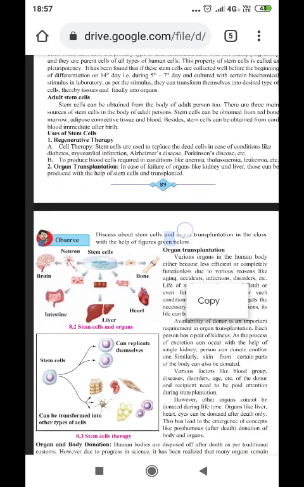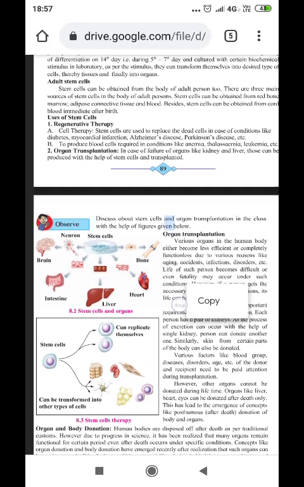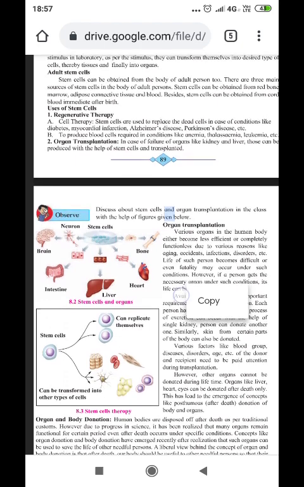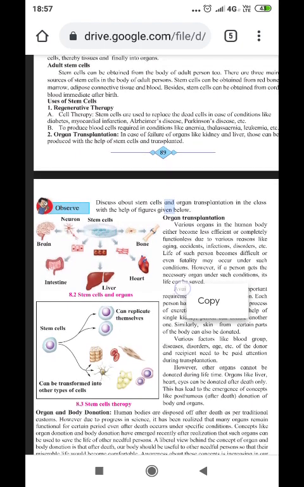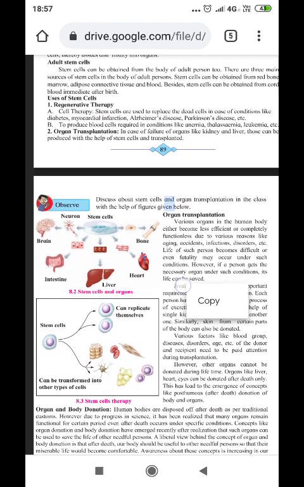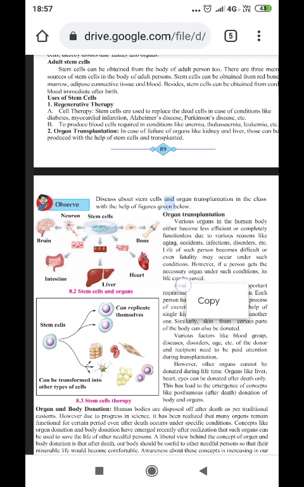Now, next is adult stem cells. Stem cells can be obtained from the body of an adult person too. There are three main sources of stem cells in the body of an adult person. Stem cells can be obtained from red bone marrow, adipose connective tissue, and blood. Besides, stem cells can be obtained from cord blood immediately after birth.